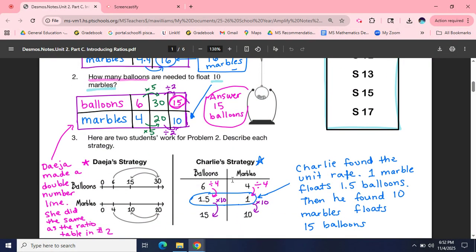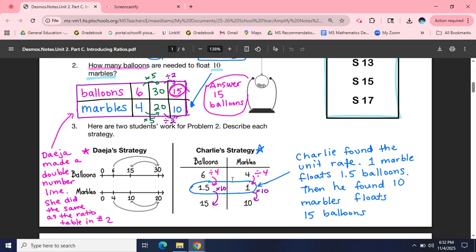And now number 3. Here are two students' work for problem 2. Describe each strategy. So we're going to talk about what they did. So Deja actually made a double number line. She did the same thing as what we did in the ratio table. She has balloons on top, marbles on the bottom, and then she started off with 6 balloons, float 4 marbles. She changed 6 into 30, which is what we did. 6 times 5 is 30, 4 times 5 is 20, and then she went from 20 to 10. 20 divided by 2 is 10. 30 divided by 2 is 15. So Deja actually did the same thing that we did.